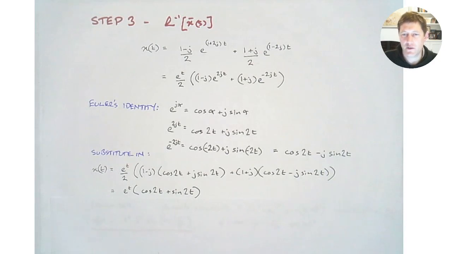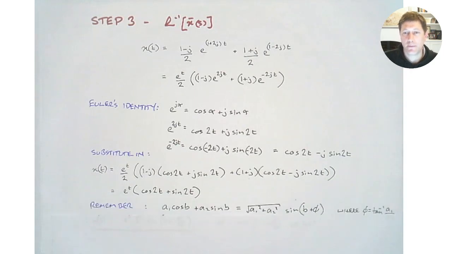You can do that yourself, and you'll find that this simplifies to e to the power t times cos 2t plus sine 2t. That's great. So this is something that's much more familiar looking perhaps to you already, and shows, like we said, that the Laplace transform is perfectly able to tell us about the frequency response of a system, as well as its transient response. We can actually do a little bit more to simplify this.